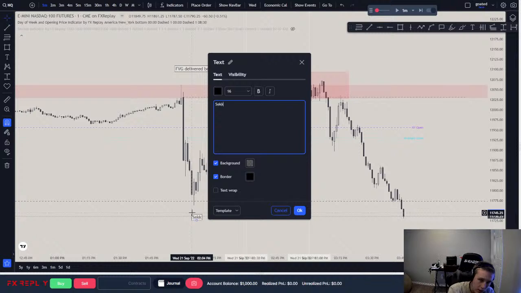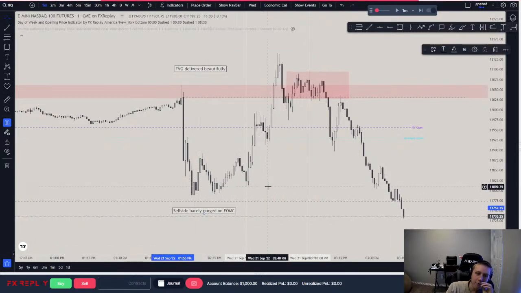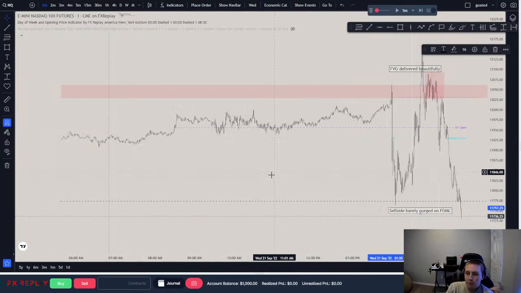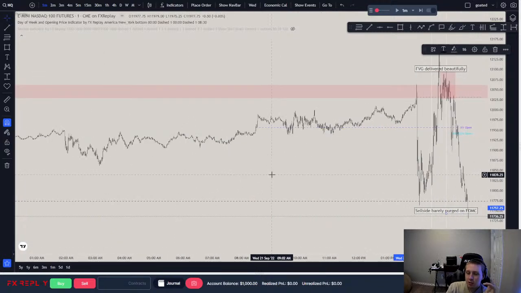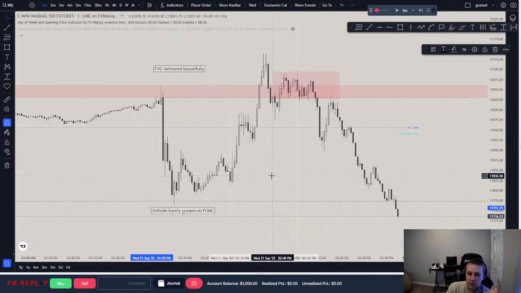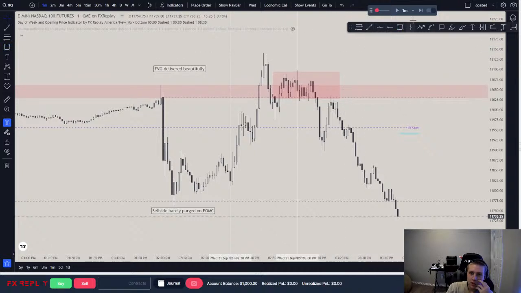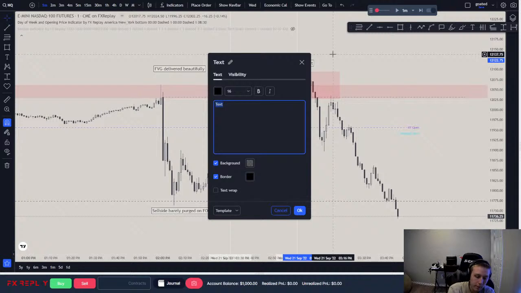Sell side. Notice how we barely purged sell side on an FOMC day. On an FOMC day, we barely purged sell side liquidity. Barely. That shows me intentions are likely that we want to revisit that. BPR.